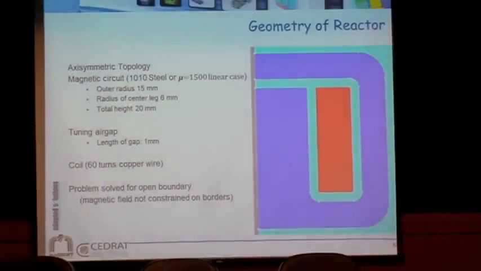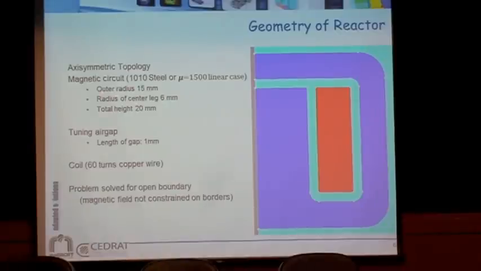So what we're going to do is see how we compute the inductance using Flux finite element in those different ways on a little reactor. This is just a little reactor. We have an axisymmetric geometry. We have a center pole here. It's closed by a magnetic circuit. I put a little tuning gap here. I can adjust the gap to get whatever inductance I want. And I have a coil.